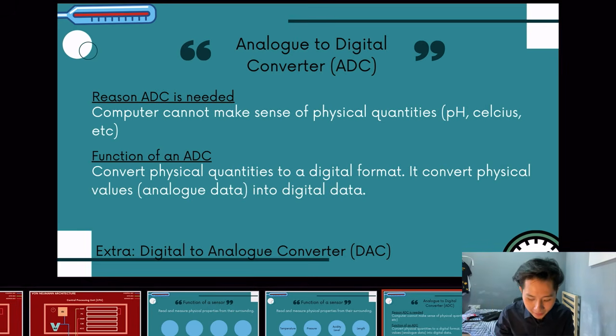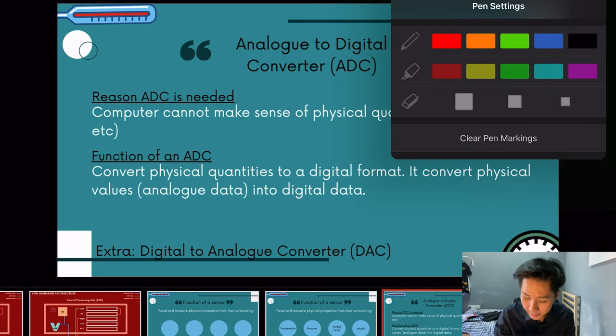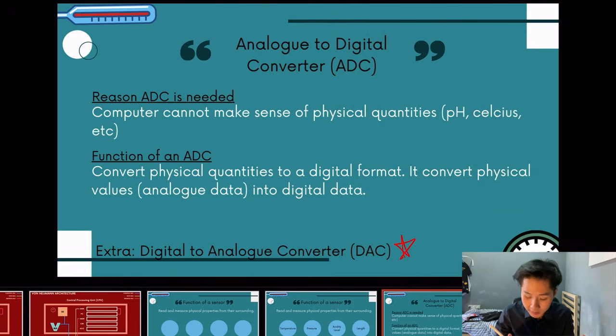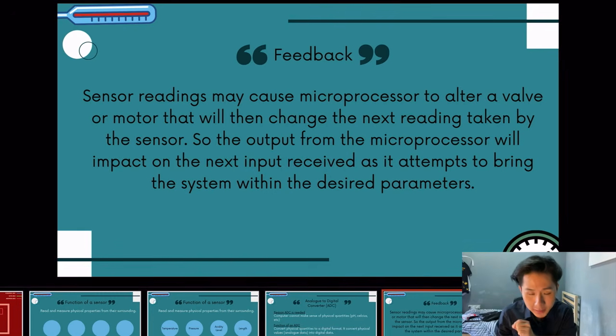And there's an extra note here in which you can see, beside ADC we also have DAC. For instance, if you want to convert the binary data back to an analog signal, you have to use this component called the digital to analog converter. And another term we need to understand is the term called feedback.